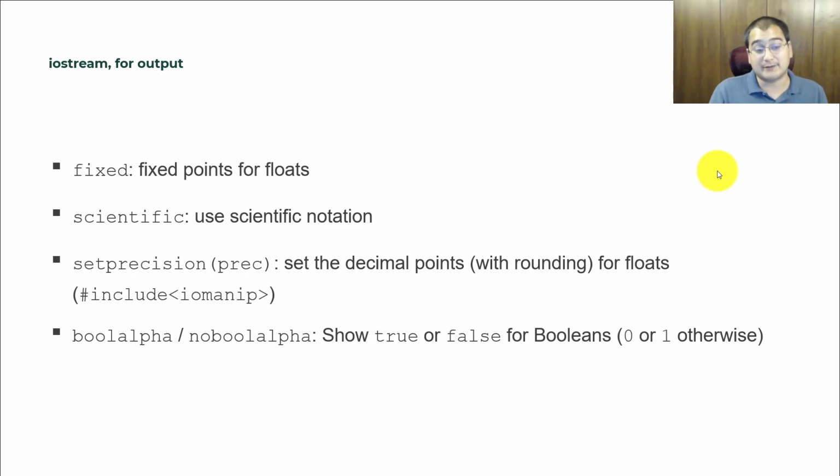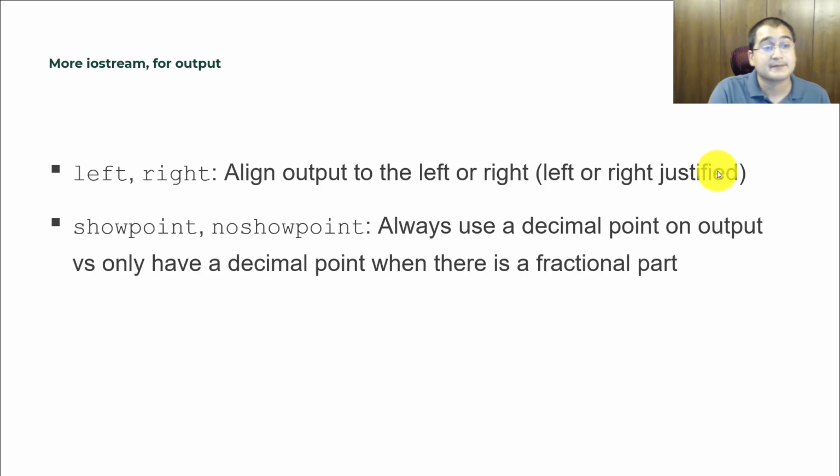And there's boolalpha to say Booleans should be represented with true and false, and there's noboolalpha to turn it back to the default of representing booleans with 0 or 1. There's also left and right that says, okay, align things to the left, align things to the right. These are things you're going to be wanting to use with setw, which I'll show you in just a little bit.